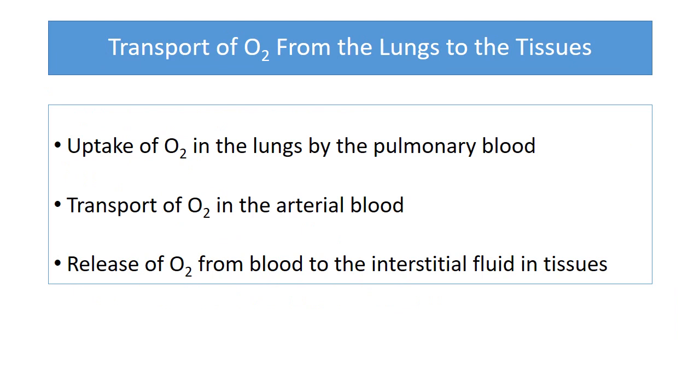And this transport of oxygen from the lungs to the tissues is accomplished by three steps. Number one, the uptake of oxygen in the lungs by the pulmonary blood. Number two, how the oxygen is transported in the arterial blood. And third and the last step is how this oxygen is released from the arterial blood to the tissue where it is required for further metabolism.